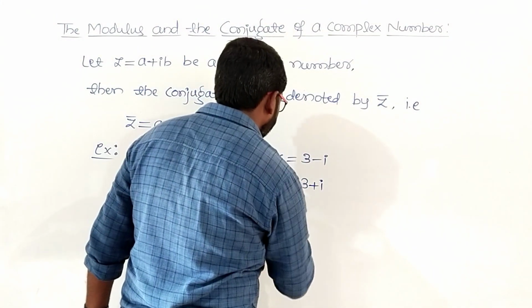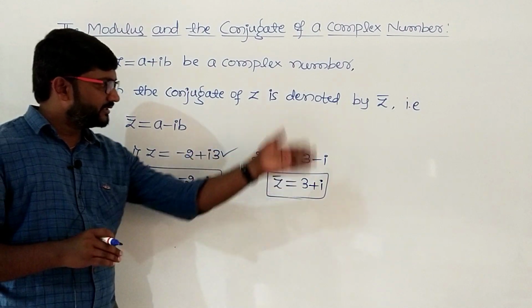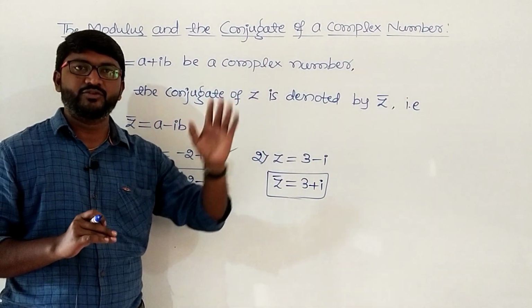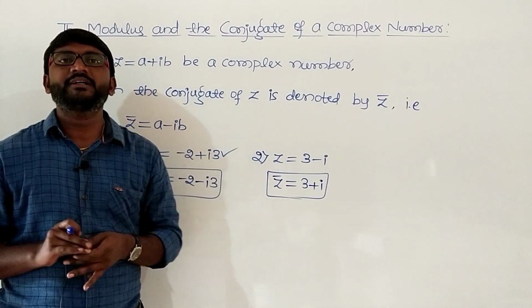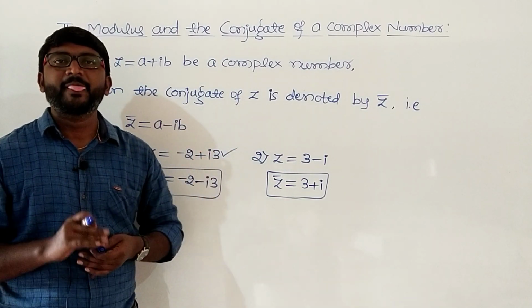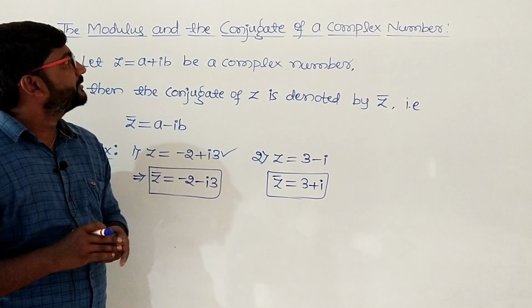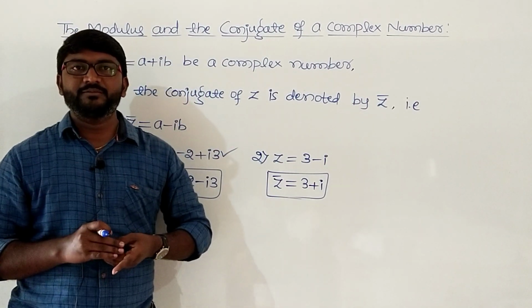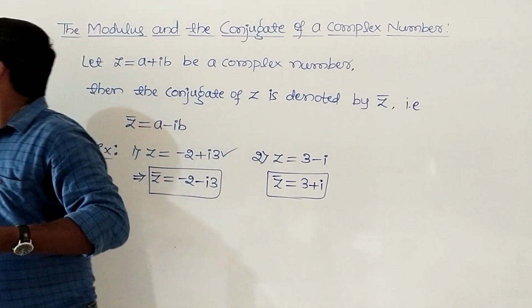So these two are the examples for conjugate of a complex number. So like this you can write many conjugates for a given complex number, and this concept is very important and it will be usually given for 1 mark in your annual exam. So this is all about the modulus and conjugate of a complex number, and we'll solve a few example problems now.